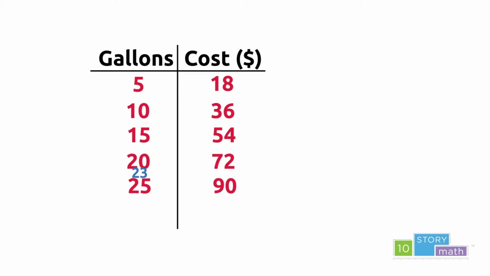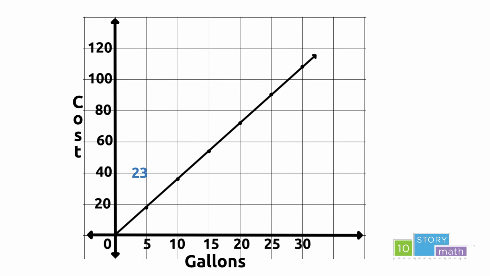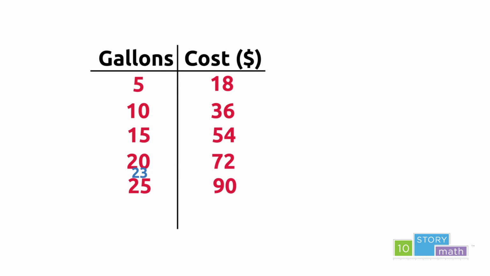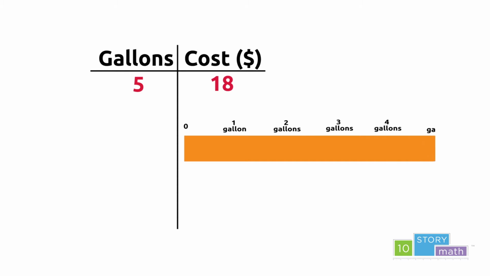Even if we turned all of this information into ordered pairs and plotted it on a graph, we still can't get an exact answer. It looks like 23 gallons will cost a little bit over $80. But how do we know for sure? How many dollars? How many cents? For that sort of precision, we're going to need to go back to our table, but use a slightly different approach. Instead of counting up from 5 gallons, we're going to count back. We know that 5 gallons of gas costs $18. But that didn't help us get to 23 gallons.